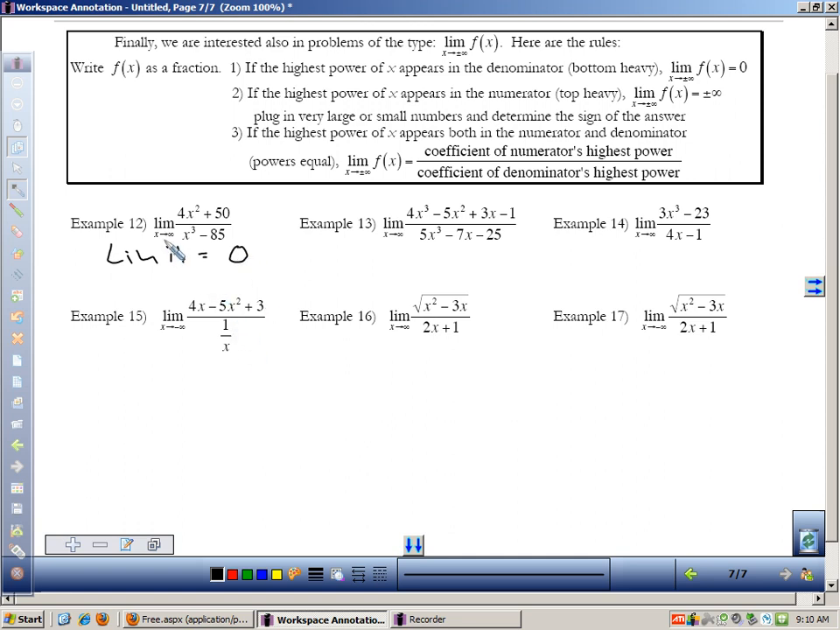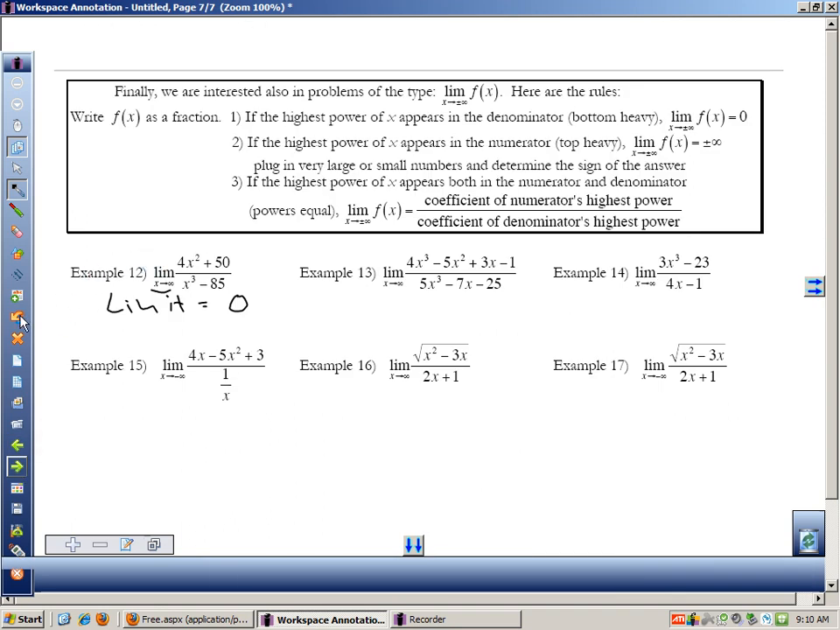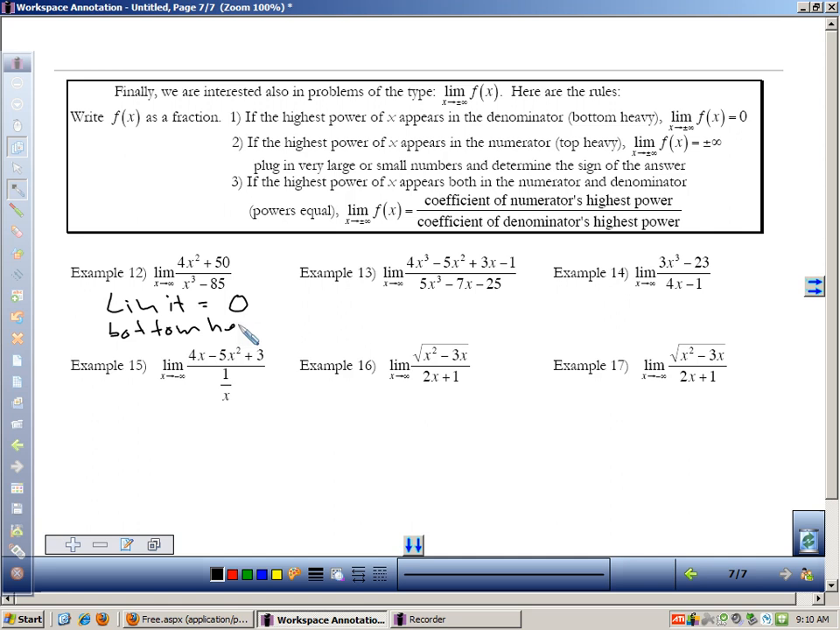And we're approaching plus or minus infinity here. So please make sure you note, we're not approaching a number. We're approaching infinity. So because this is bottom heavy, because the power on x in the denominator is 3, and the highest power in the numerator is 2.